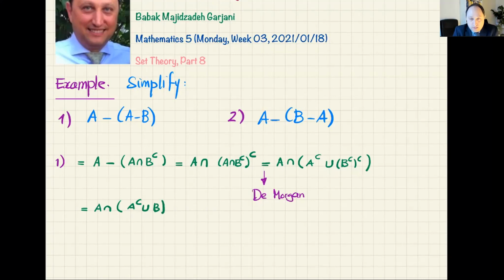Okay, then what? Can anyone continue? So you see that the calculation, if you want to do it rigorously, is a little bit lengthy, even though it was very easy to guess from the Venn diagram what the answer is.